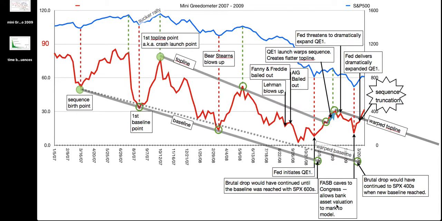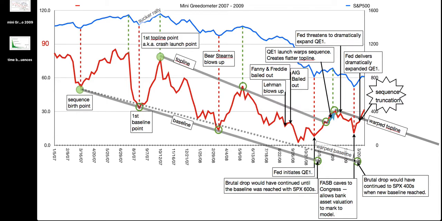That was epic. That was dramatic. As you can see graphically, that stopped the plummeting SPX in its tracks. It stopped the mini greedometer. Again, look at this. This is nowhere near the mini greedometer reading at this baseline. It's certainly nowhere near this one. Warped shallower, it's nowhere near this.